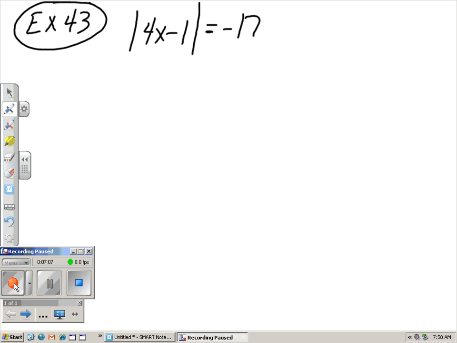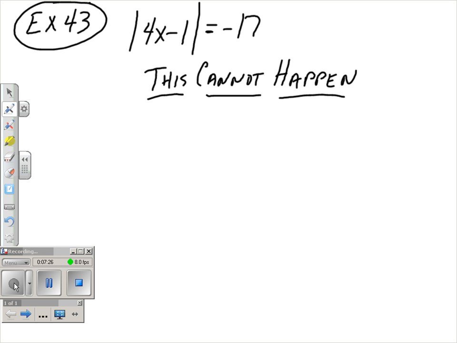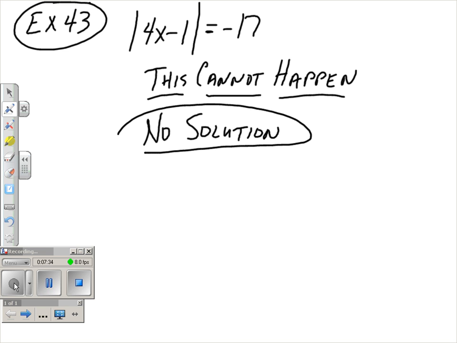All right, so knowing what we know about absolute value equations, we know that this cannot happen. The absolute value cannot be a negative number. So what's the solution? There is no solution. And if you guys are sharp and on your toes, when I put one of these on the test, if you see that the absolute value of anything turns out to be a negative number, you know that's automatically no solution.